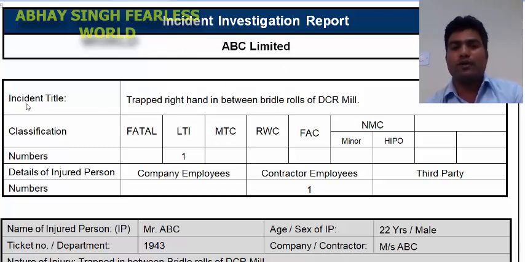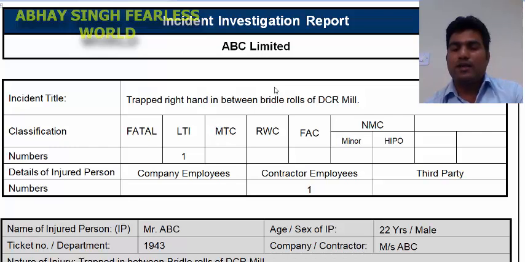First of all, we will write in this form the incident title. That means, what is the incident title? So this is the incident: a person trapped his right hand in between the bridle roll of the DSR mill. That means in the DSR mill, a person's right hand got trapped in the roller. This is the incident. And about this incident, we will investigate what the root cause was and what the recommendation will be.